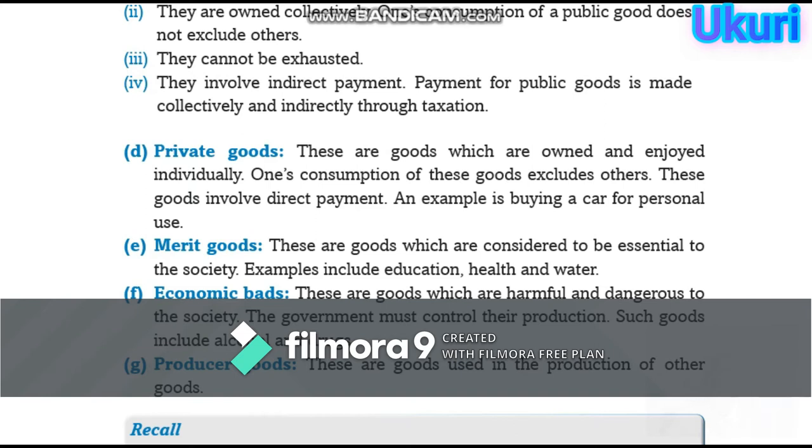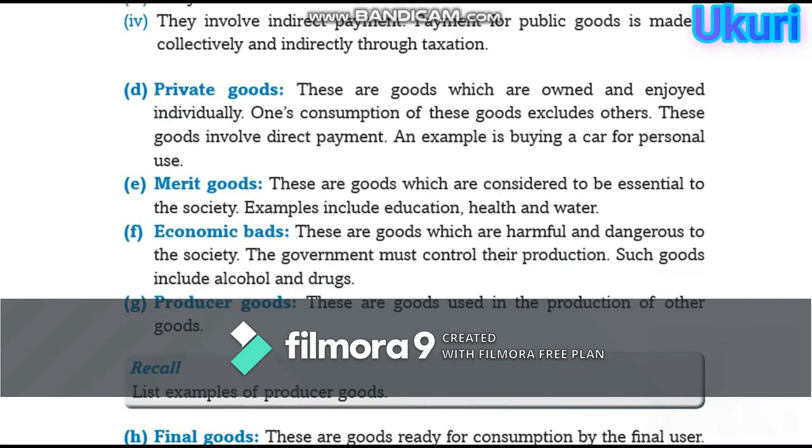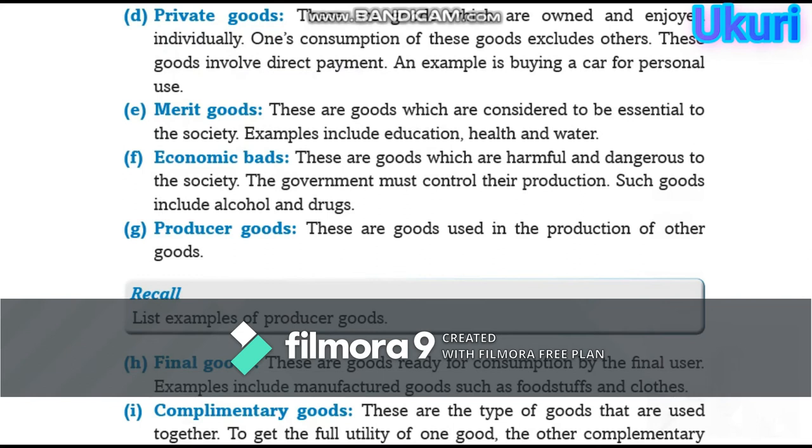So those are owned and enjoyed individually. One's consumption of these goods excludes others. These goods involve direct payment. An example is buying a car for personal use. Kuvuga ngo urugero nkabanguza imodoka yanjye. That's mine. Yeah, the car is mine for personal use.